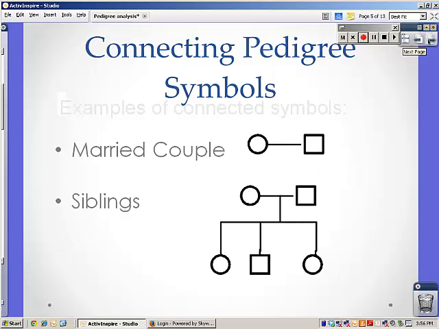Also, more things that you will see more often than not, like I said: any square that's being connected to a circle in a straight horizontal line is indicating marriage, or a married couple, or a couple that has somehow sexual relations with each other that will probably create children. And this pedigree that you see right here is actually a small one. This would be a pedigree for an immediate family.